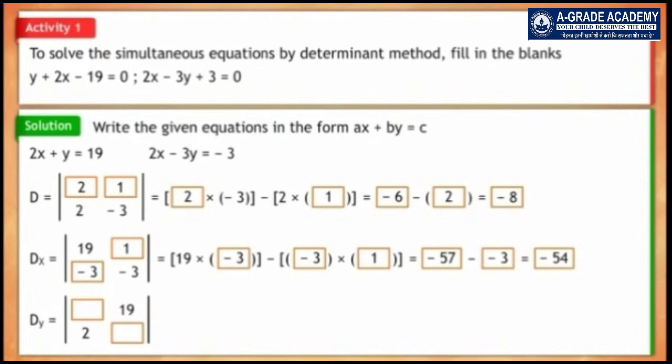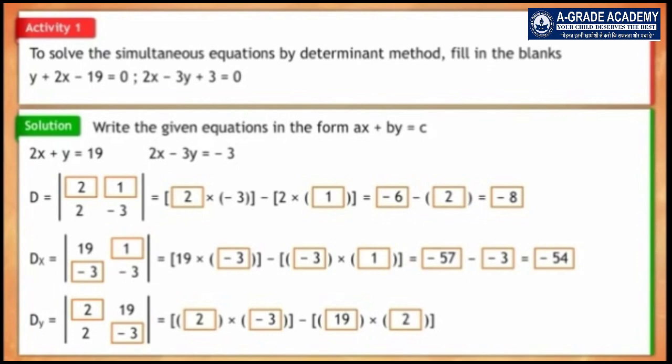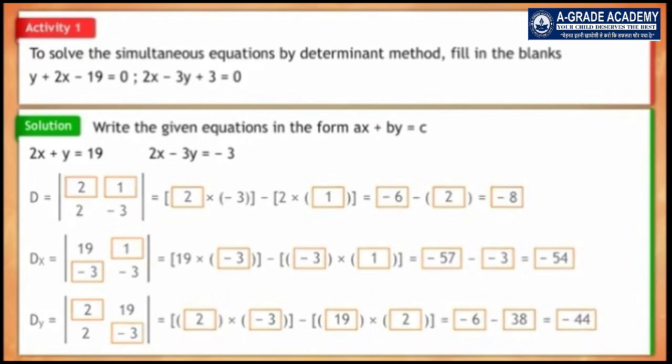Determinant dy is equal to 2, 19, 2, minus 3, which is equal to square brackets open 2 in brackets into minus 3 in brackets, square brackets closed, minus square brackets open 19 in brackets into 2 in brackets, square brackets closed, which is equal to minus 6 minus 38, which is equal to minus 44.